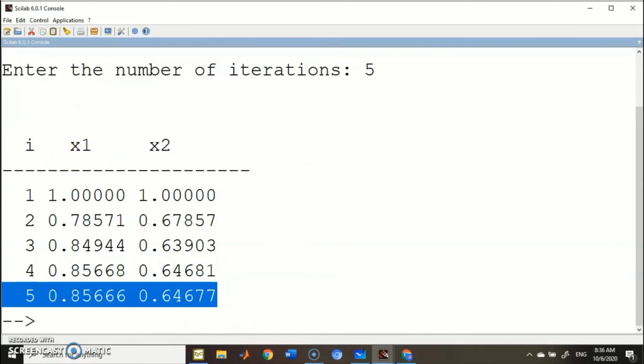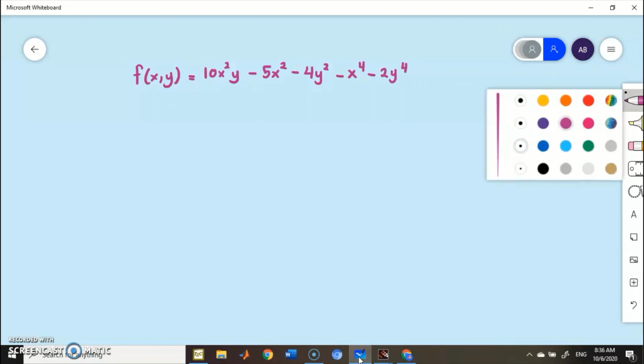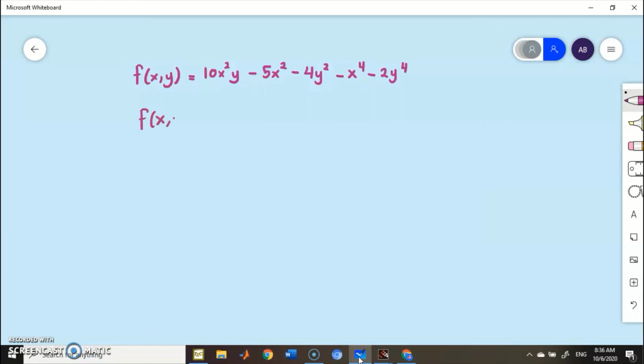Now what does this result tell you? Okay, let me just explain to you what it says. See, you start with the initial condition x1 and x2 with 1. So this means that I'm trying to solve this function here. Okay, I'm going to solve this two-dimensional function. So I want to find the values when the function is 0. So you start with x equals 1 and y equals 1.